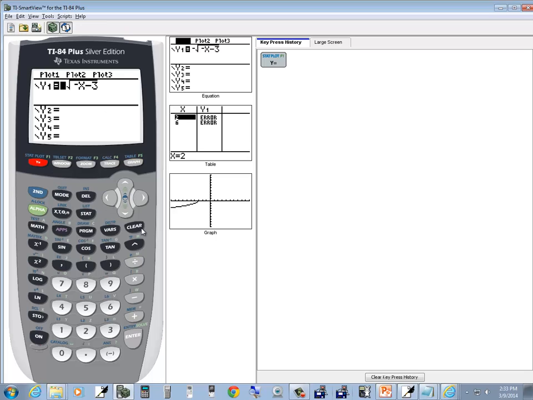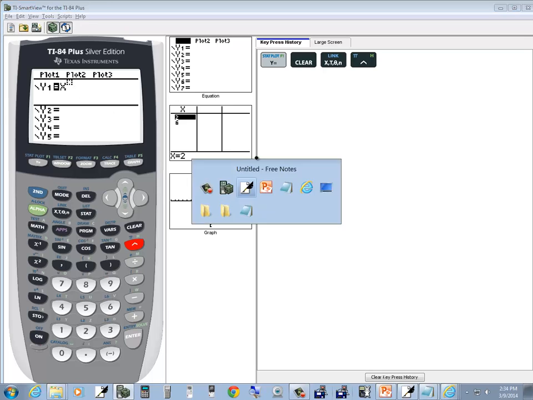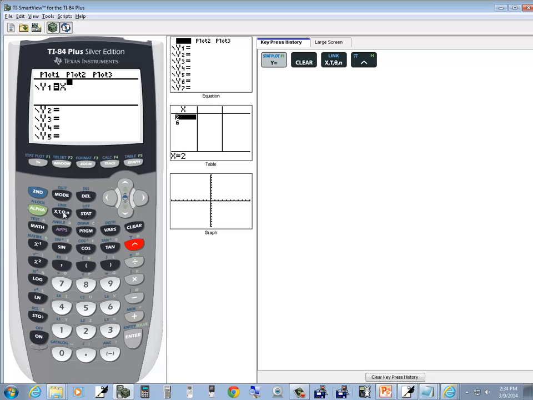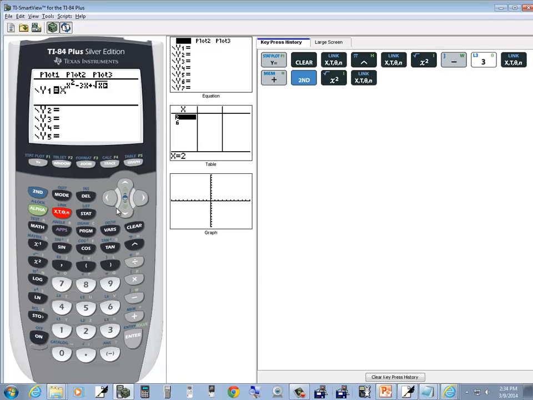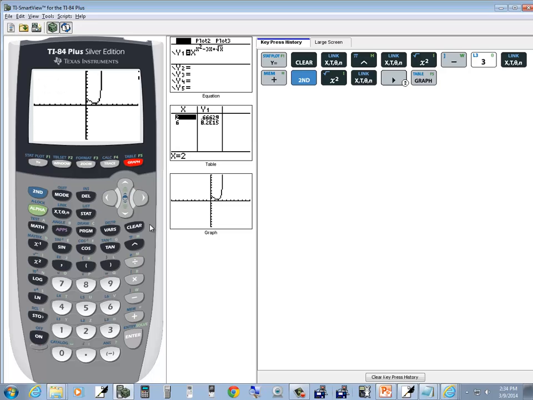I'll press my y equals, clear. I'll do my x key, and how we always do an exponent is with a caret. So I'll press the caret, and notice I'm up in exponent mode now. So we've got x squared, so I do x key squared minus 3x plus, and I need the square root. So I'm going to do second x squared, and it puts a square root on there, and then I'll do the x key. I'll right arrow to get out of the square root. I'll right arrow to get out of the exponent. And then if I press graph, that gives us our answer.